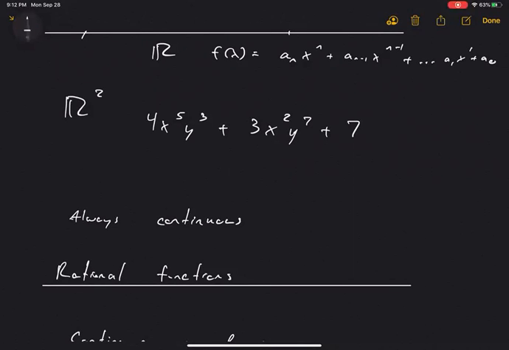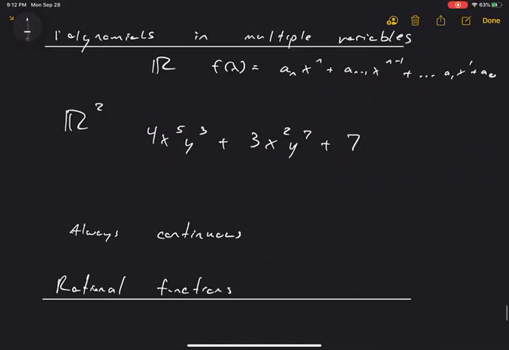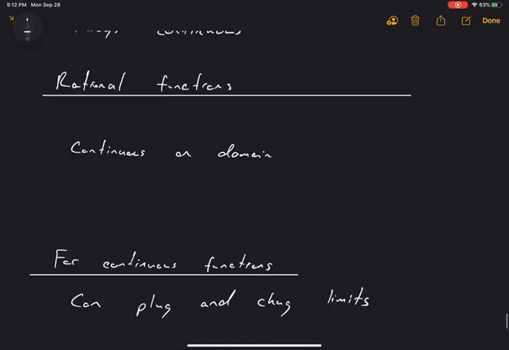Now, polynomials in one variable were always continuous. Think about discontinuities of this. Can I plug anything into this to make it go nuts? No, nothing's going to go wrong with that. And the same holds for multiple variables. These polynomials in multiple variables are always going to be continuous.